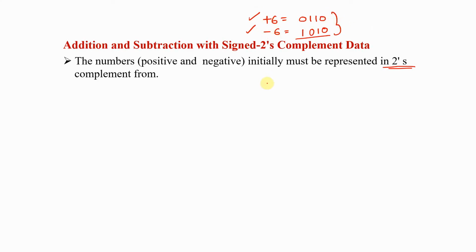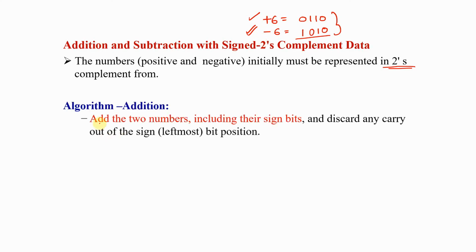In two's complement representation, positive numbers are represented as normal binary numbers. We have to add the two numbers, including their sign bit. What is that sign bit? The most significant bit is used as the sign bit. Here, the most significant bit is 0, we call it a positive number. Here, the most significant bit is 1, we call it a negative number.